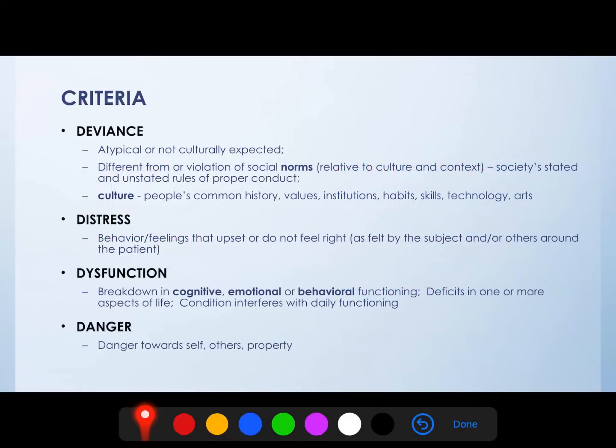And if you look at the criteria niya, you can break that down into what we call the 4 Ds. So the first one is deviance. So it's atypical or not culturally expected. Now, that's quite a simple definition, but if you think about it, it can be very tricky to determine because we have norms, and those norms tend to be different depending on the culture.